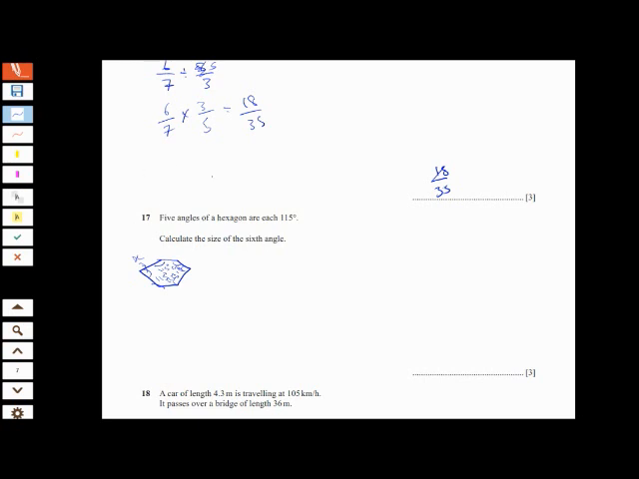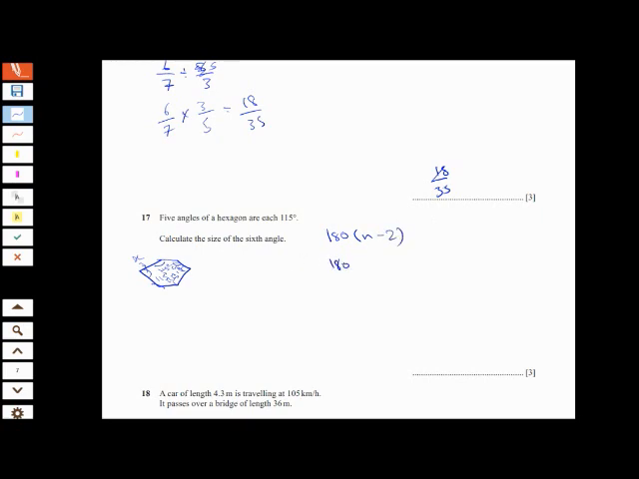First of all, we can find the sum of internal angles inside this hexagon, and then add all these angles together, which is 115 times 5, and then the answer, we minus it from the sum of all to find x. How do we do that? How to find the sum of internal angles? You use this equation, 180 brackets n minus 2. That's how to find it.